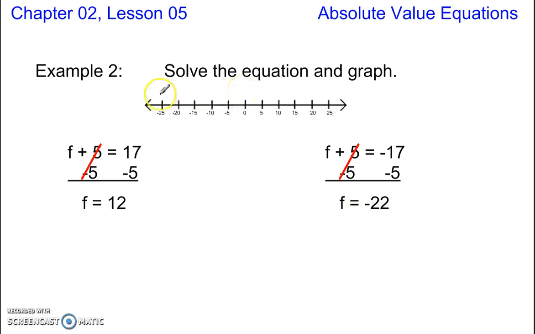If I am to graph this, make sure you're reading the instructions closely. If it says and graph, that means find those points on a number line. So I'll find 12 on the number line, and then negative 22. And that's the graph of this.